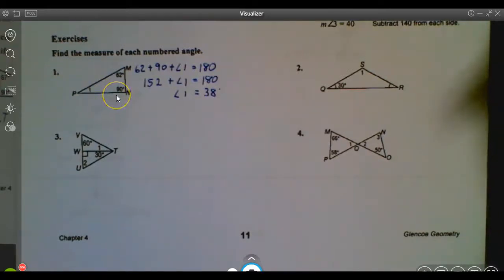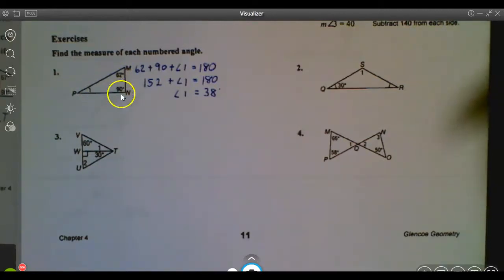So I wanted to point something out to you. In a right triangle, which obviously this is a right triangle, knowing that all three angles add to 180. If this is 90, that means that the other two acute angles must also add to 90, right?